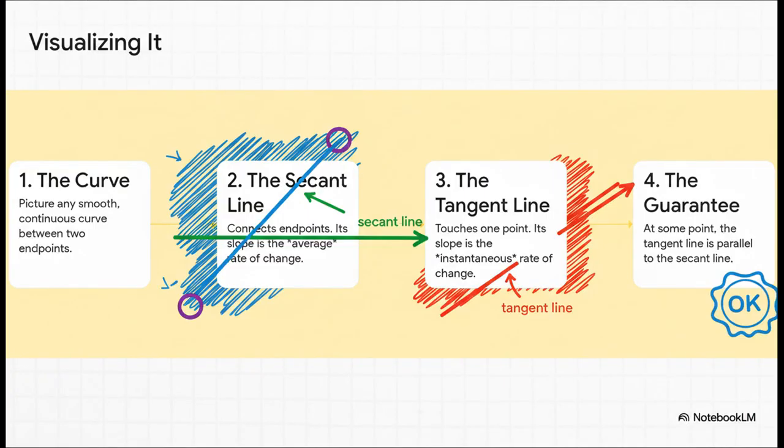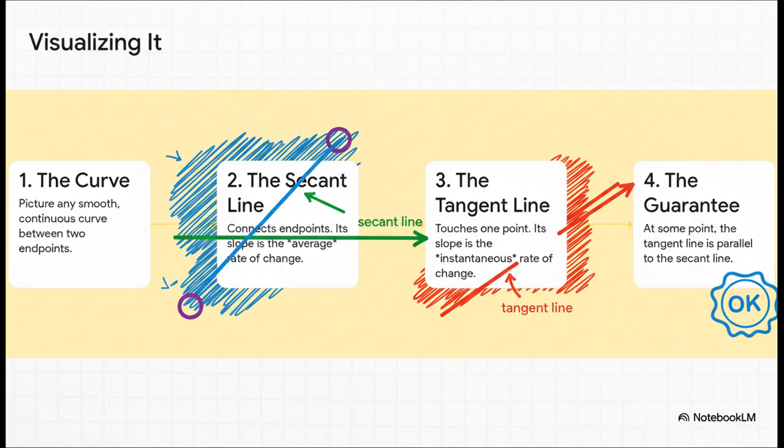Okay, let's build this picture in our heads. Step 1, just imagine any smooth curve from point A to point B. Now step 2, connect those two endpoints with a perfectly straight line. We call that the secant line, and its slope is your average rate of change. Got it? Okay, step 3, imagine a different line, one that just skims the curve, touching it at only one point. That's a tangent line, and its slope is the instantaneous rate of change.